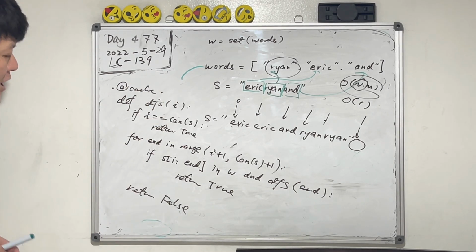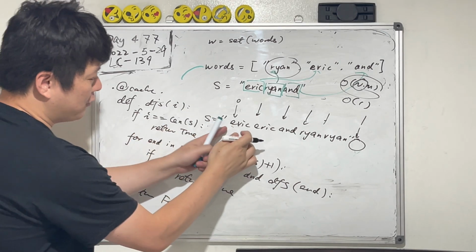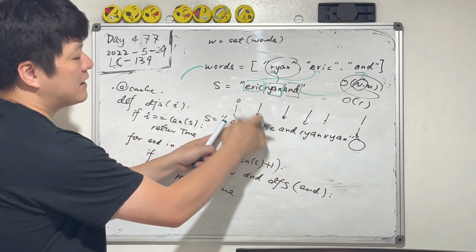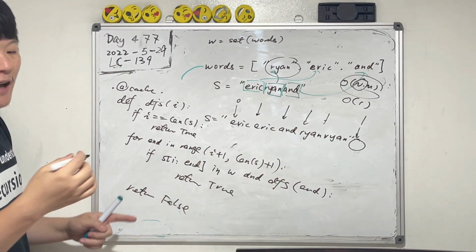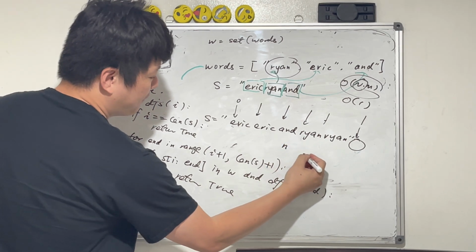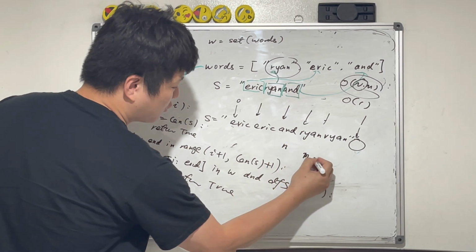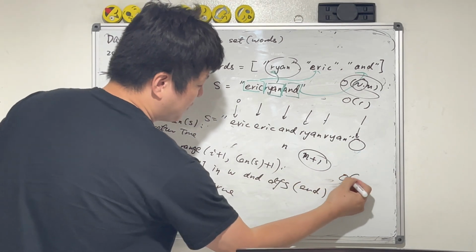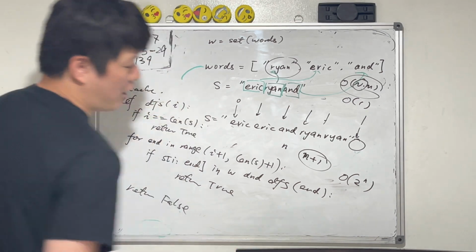If we do not put in a cache, what happens? Because look, we are jumping. Each position, each index, we can split or not split. So for a string of size n, we have n plus 1 ways to split. So the time complexity will be exponential, O(2^n).